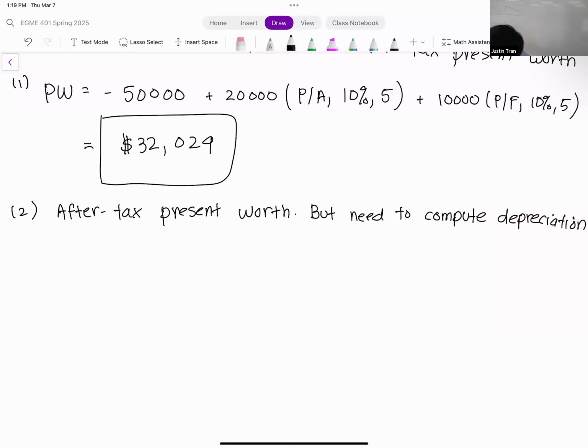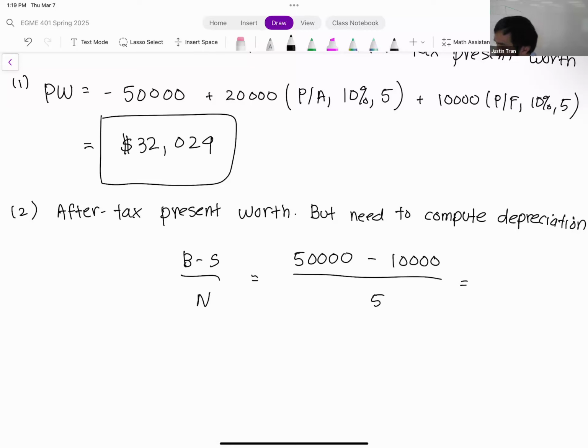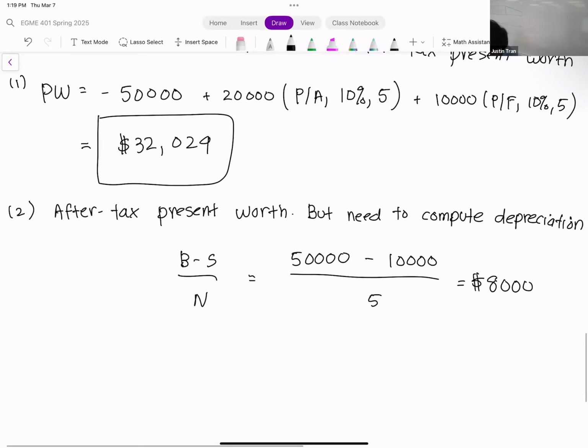Our formula for straight line depreciation is B minus S divided by N. B here is our initial cost, which is $50,000. Our salvage value here is $10,000. And N here is 5. So I have 50,000 minus 10,000 divided by 5, and if we put this through, we get a depreciation amount of $8,000. So under a straight line depreciation scheme, our truck is going to lose $8,000 of value per year.